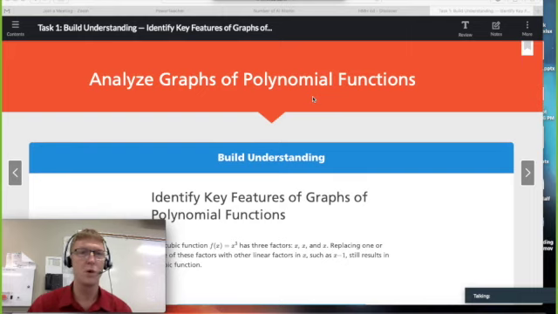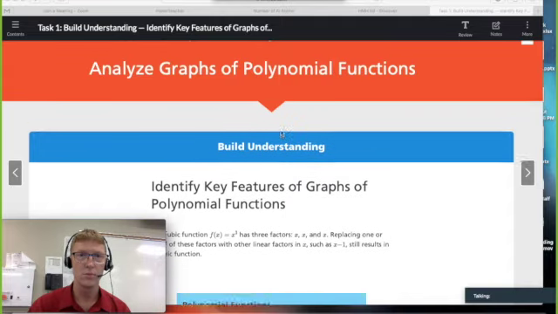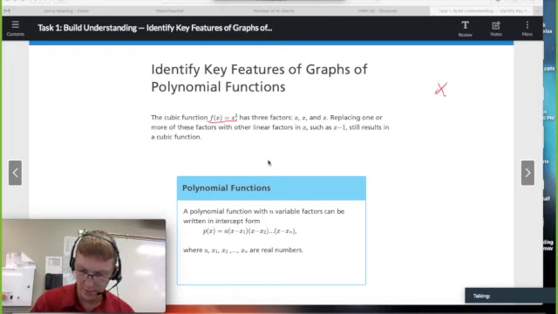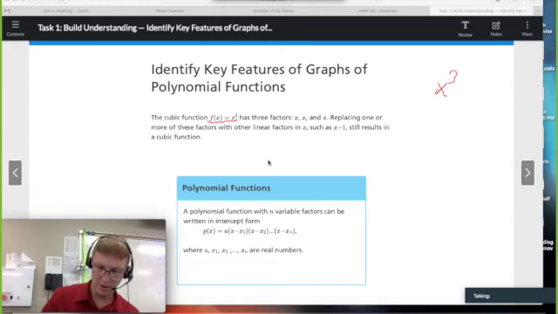All right, so task 1, identify key features of graphs. Here, let's say we have our parent function of x cubed. Remember a quick down and dirty of that graph. It's going to come up like that and go down like that.